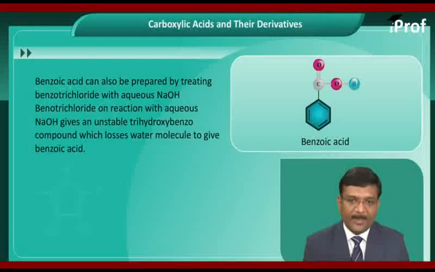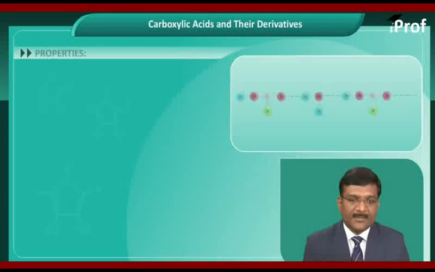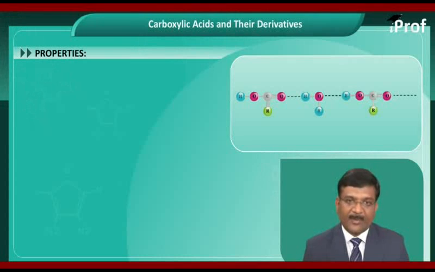Benzoic acid can also be prepared by treating benzotrichloride with aqueous NaOH. Benzotrichloride on reaction with aqueous NaOH gives an intermediate and unstable trihydroxybenzo compound, which loses water molecules to give benzoic acid. Remember that the presence of more than 2 hydroxy groups on a single carbon atom always releases water molecules.